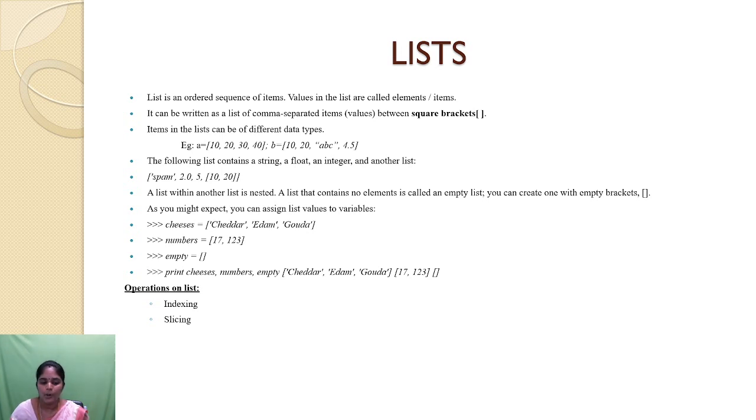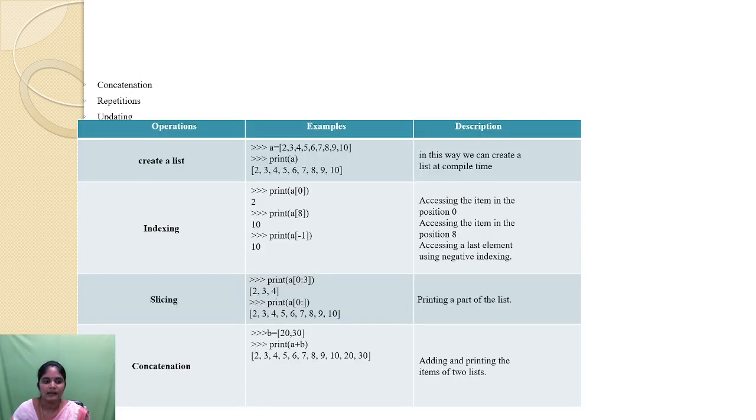There are various operations performed on lists. The first ones are indexing, slicing, concatenation, repetition and updating. One by one, we will go through all the operations on lists.